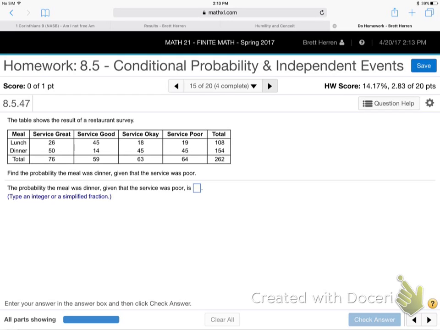Okay, the table shows results from a restaurant survey. Find the probability the meal was dinner, given the service was poor. Yeah, let me let you try that again. Remember, the given limits the field, right?